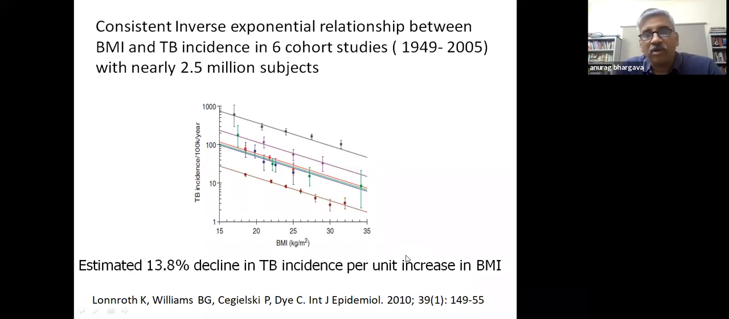Apart from some of these opinions expressed in the previous slide, there was strong data from cohort studies done between 1949 and 2005, which showed a consistently inverse and exponential relationship between low BMI, which represented undernutrition, and TB incidence. This was published in 2010. The authors concluded that, for TB control, potentially per unit increase in BMI, there could be a significant decline in TB incidence. And this is especially important because even in current times, we are having a TB decline of only 2 to 3% per year.